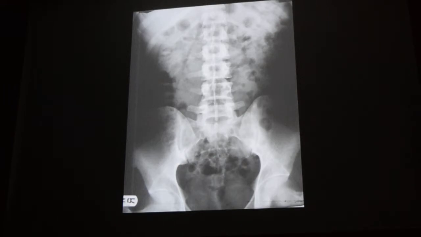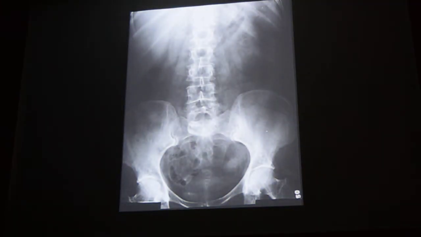Now let me show you another X-ray, then it will make your life easy. How do you think this X-ray is? Clear. No gas. You see gas shadows? No. So this is what we need. You do see gas shadows. What is this? Yes, the gas in the stomach.